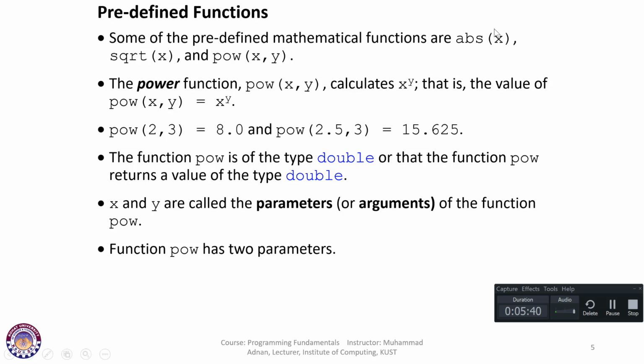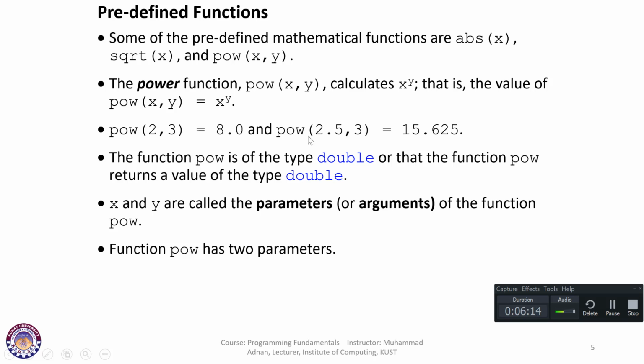So the absolute function will give you the absolute value of x, whereas the square root function will give you the square root of x, and the power will give you x to the power y. The power function is written in C++ as pow, and in parentheses you give the arguments x and y. It calculates x power y, that is, pow(x, y) is equal to x^y. So for example, what is pow(2, 3)? It means 2 to the power 3, which is 8.